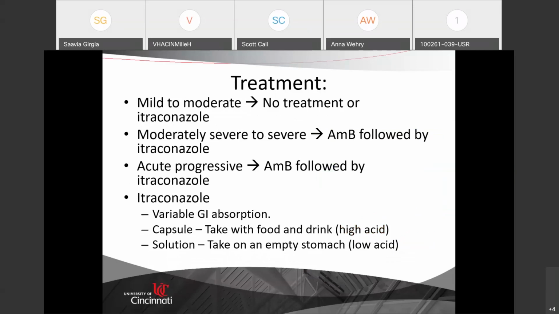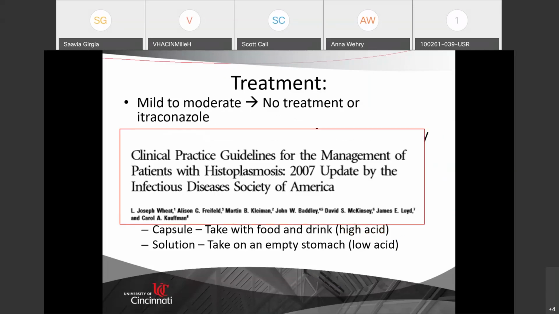Treatment. Mild to moderate, no treatment, or you can consider itraconazole. Moderate to severe, you can use amphotericin followed by itraconazole. Acute progressive, amphotericin followed by itraconazole. And I just wanted to point out that with itraconazole, remember the variability in GI absorption. So you have to get levels, and you need to talk to patients about whether they're going to take the capsule or the solution, and what they need to eat and drink with each of those. Look, there's a lovely IDSA guideline for histoplasma.